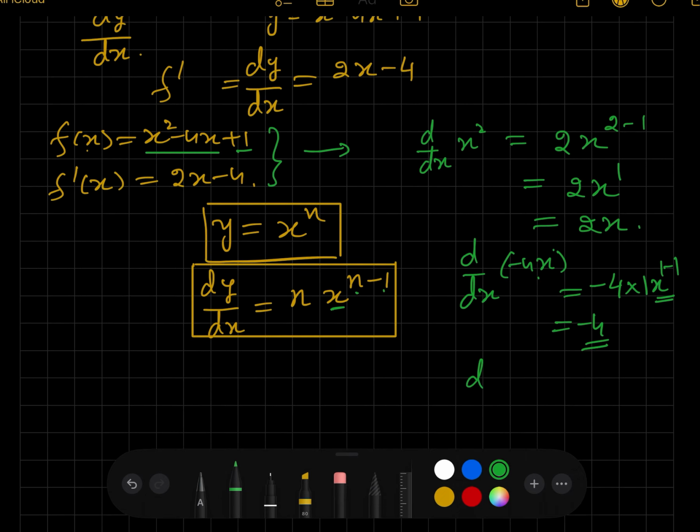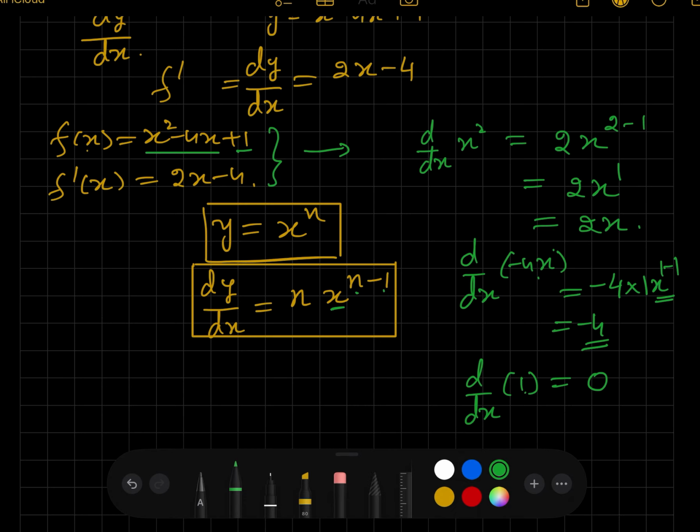And d by dx of a constant, that is the derivative of a constant, would be 0. 1 is a constant number. It doesn't change, right? The constant number stays as it is. 1 means 1. 1 doesn't mean like 0.5 or 0.2. If I write 1, it is 1, right? It doesn't dwindle. So that is why the derivative of any constant number would be 0, whether it is d by dx of negative 12, negative 5, or positive 5, it would always be 0.